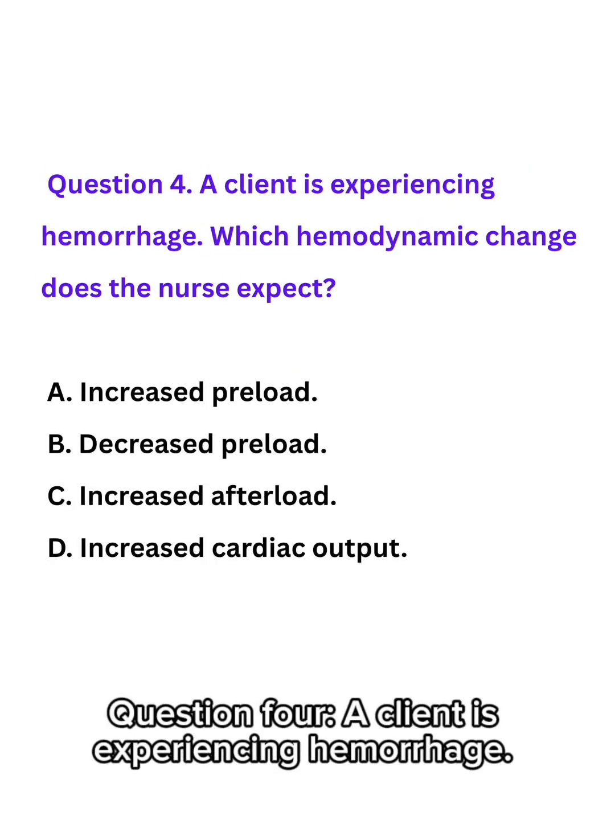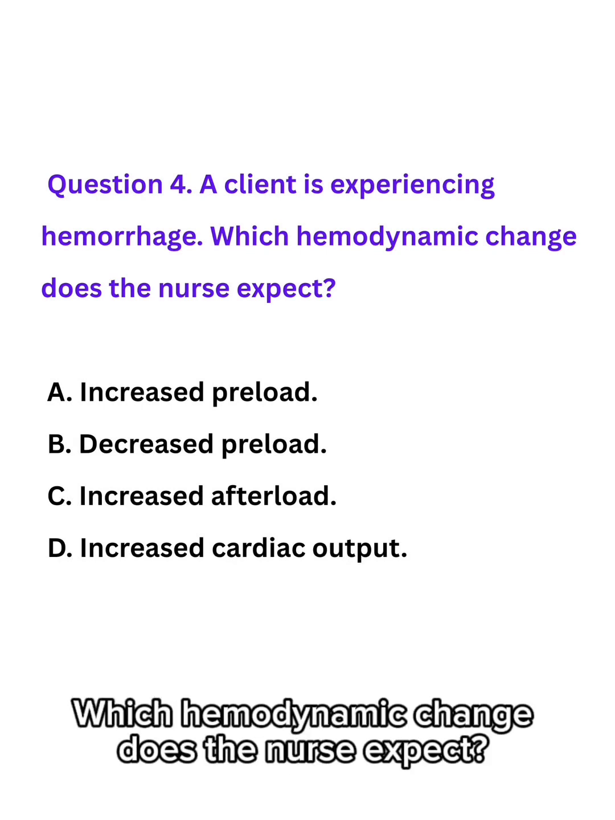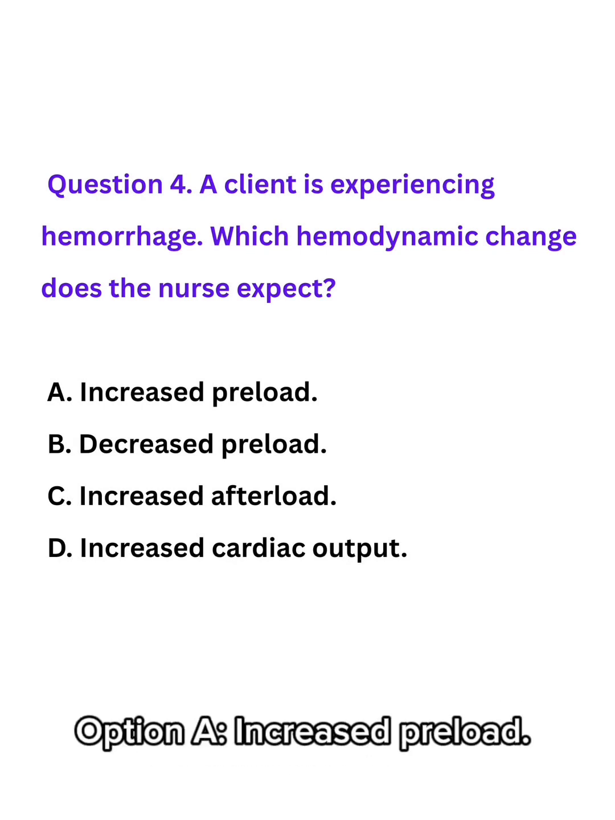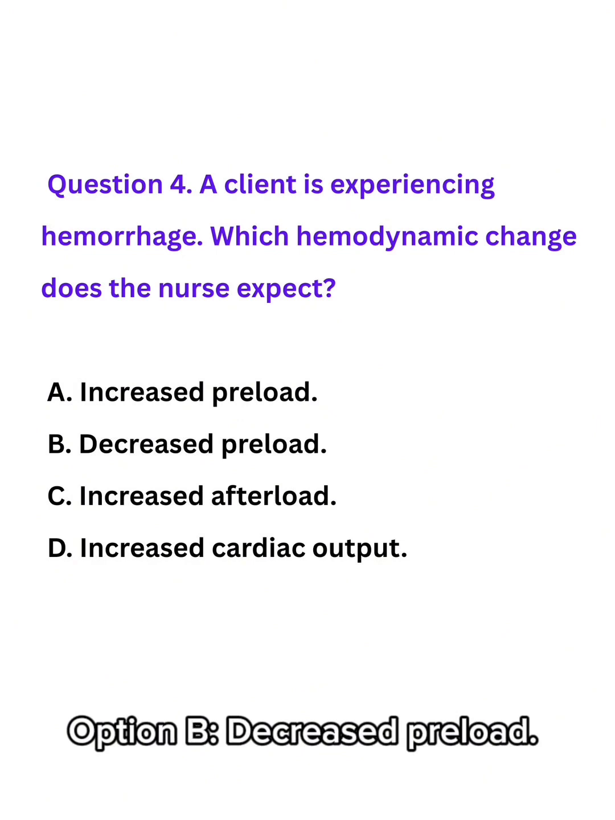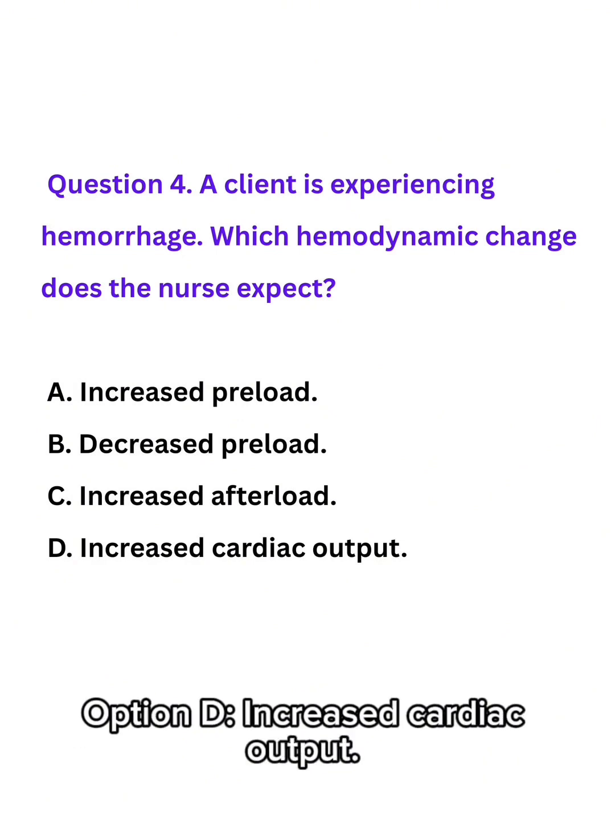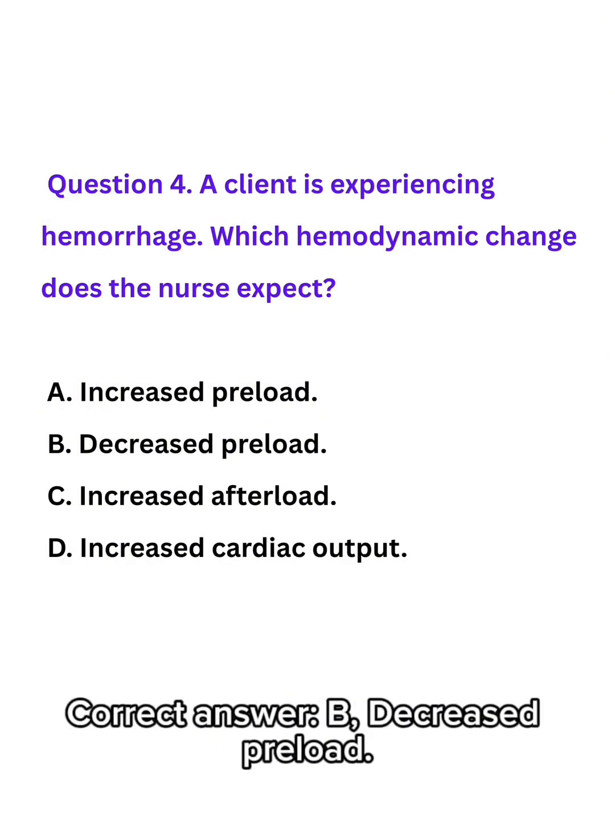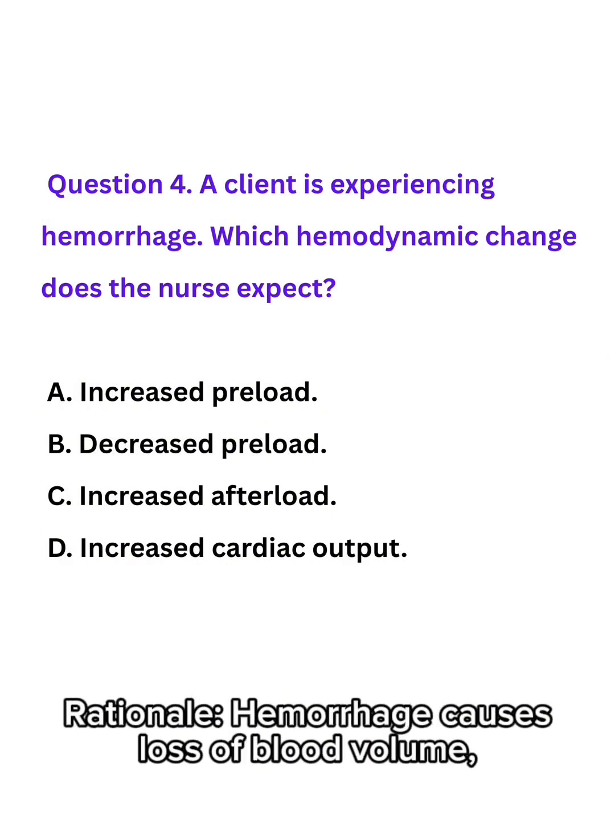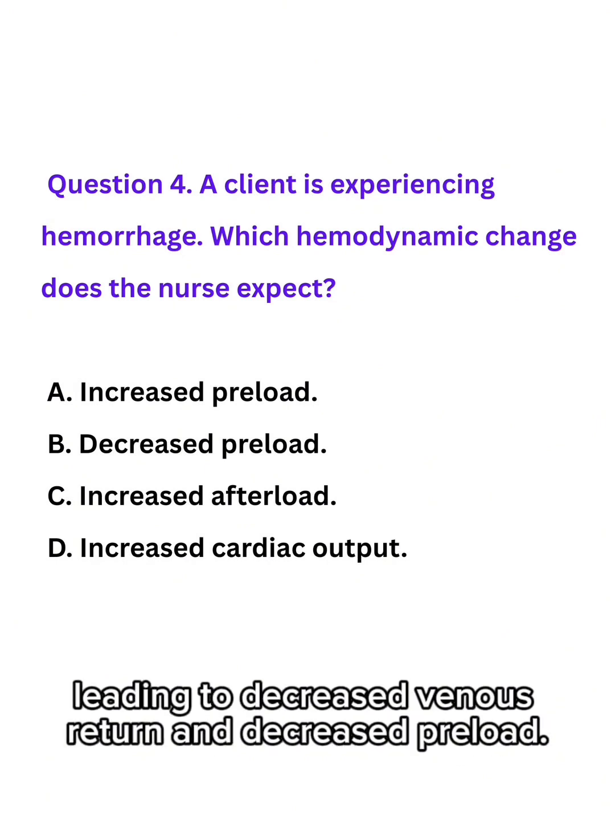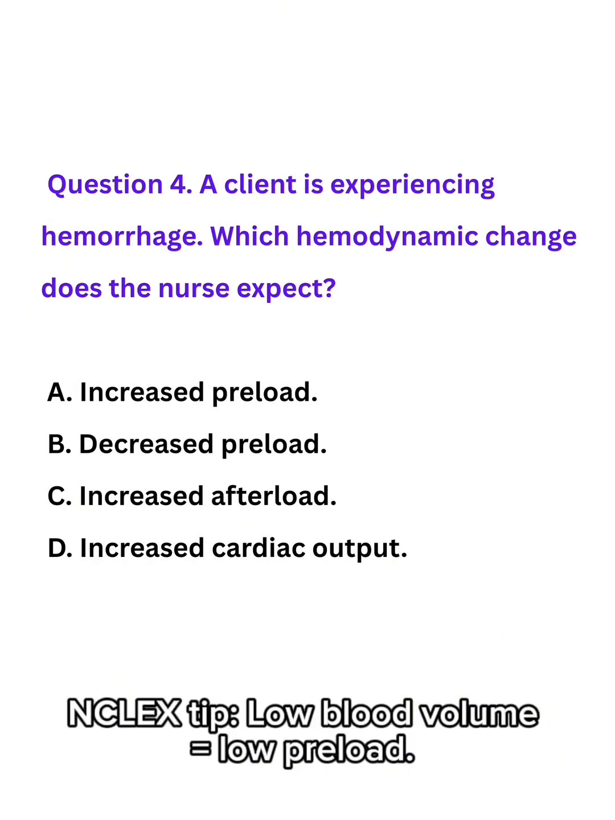Question 4. A client is experiencing hemorrhage. Which hemodynamic change does the nurse expect? Option A, increased preload. Option B, decreased preload. Option C, increased afterload. Option D, increased cardiac output. Pause to think. Correct answer, B, decreased preload. Rationale, hemorrhage causes loss of blood volume, leading to decreased venous return and decreased preload. NCLEX tip, low blood volume equals low preload.